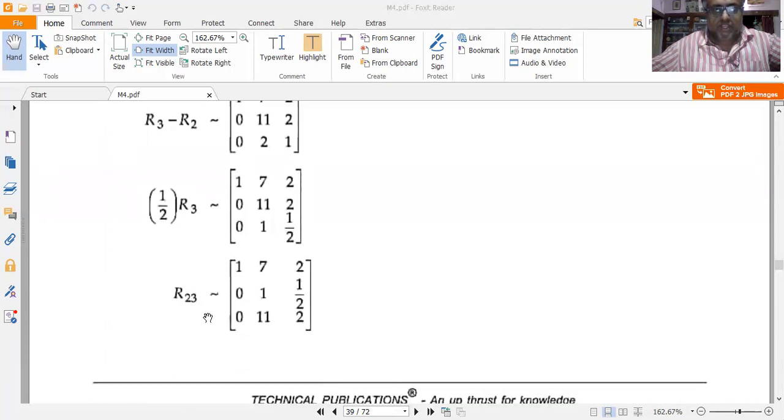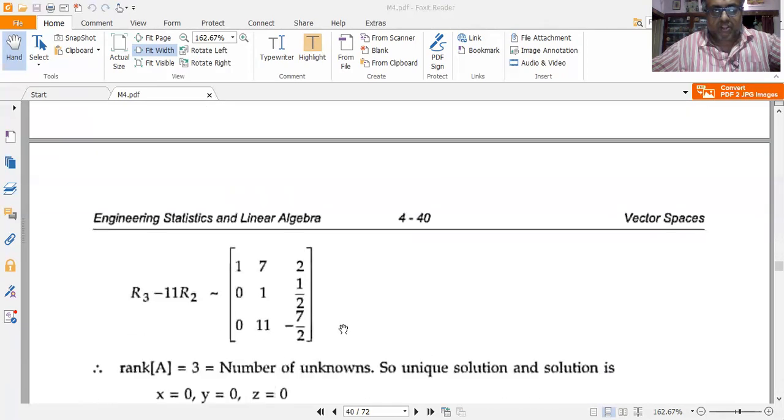Now exchange the second and the third row. So I get [1 7 2; 0 1 1/2; 0 11 2]. Now perform R3 minus 11R2. So I get 0 minus 11 into 0, which is 0; 11 minus 11 into 1, 11 minus 11, which is 0.